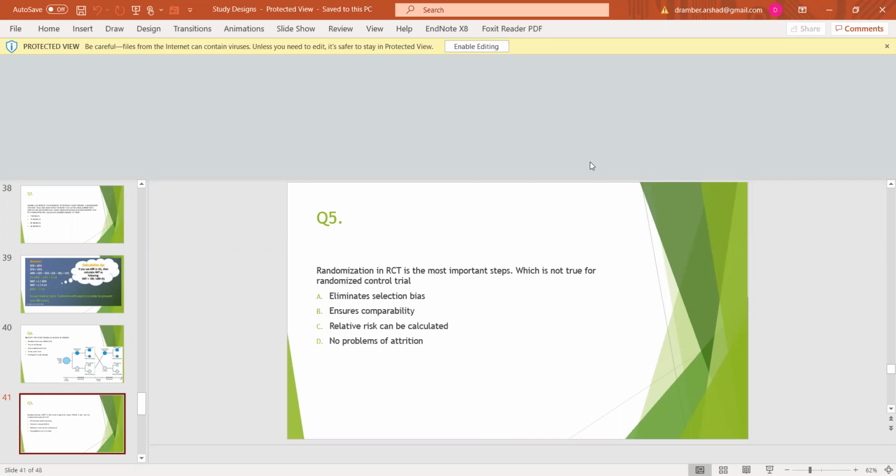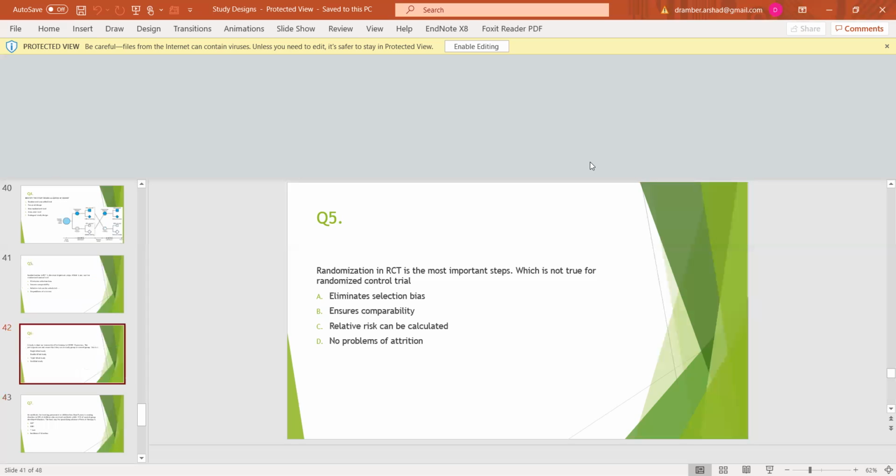Randomization in RCT is the most important step. Which of the following is not true for a randomized controlled trial? The correct answer is D. No problems of attrition. Randomization eliminates selection bias. It ensures comparability between both the groups, and relative risk can be calculated as an outcome. But there are problems of attrition.